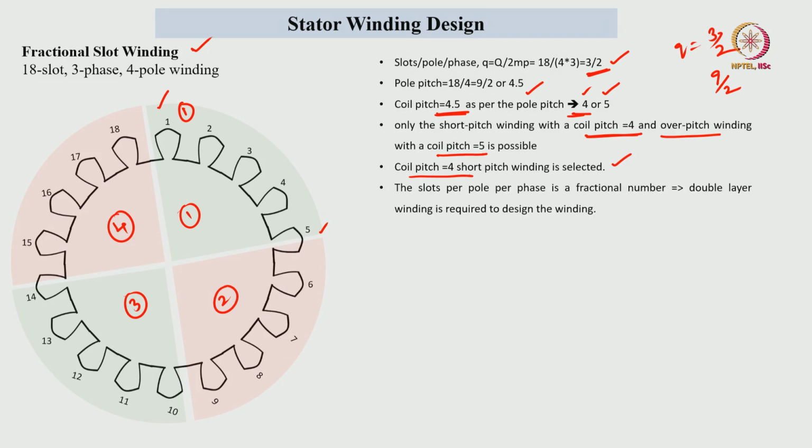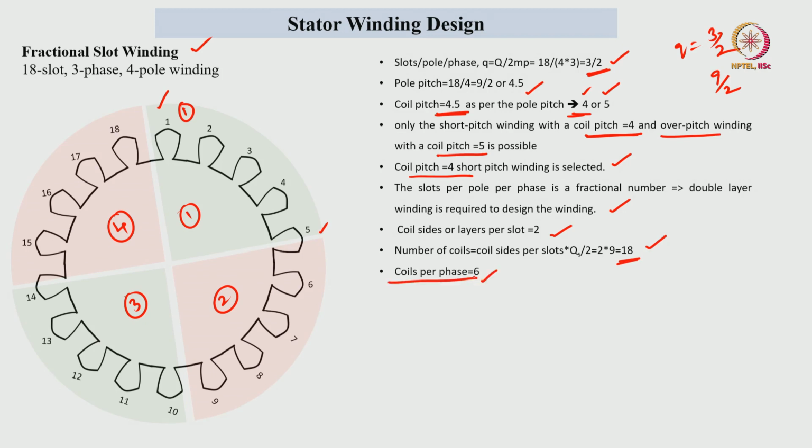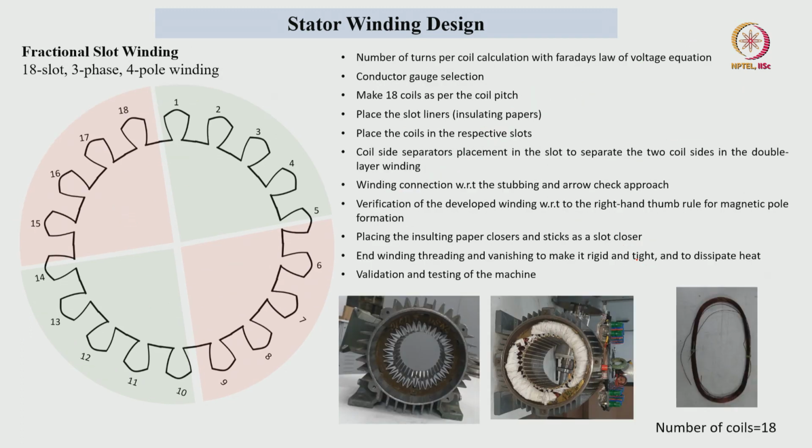and the slots per pole per phase is a fraction. So, in order to make the winding, a double layer winding is required, and the coil sides or layers per slot will be 2, and the number of coils with respect to the double layer winding is 18, and coils per phase is equal to 6, and the total number of coils to make the winding is 18.